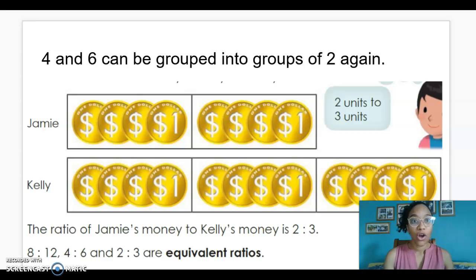8 to 12, 4 to 6, and 2 to 3 are all equivalent ratios. They have the same meaning or the same value. That's what equivalent means. You probably see the word equal hiding in the big word equivalent. We know that we can use small words that we find to help us understand the meaning of big words. So equivalent means having equal value.